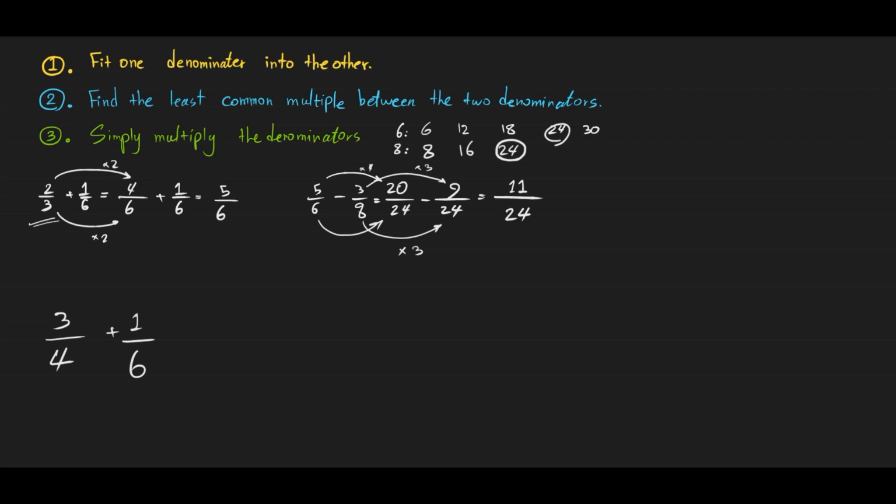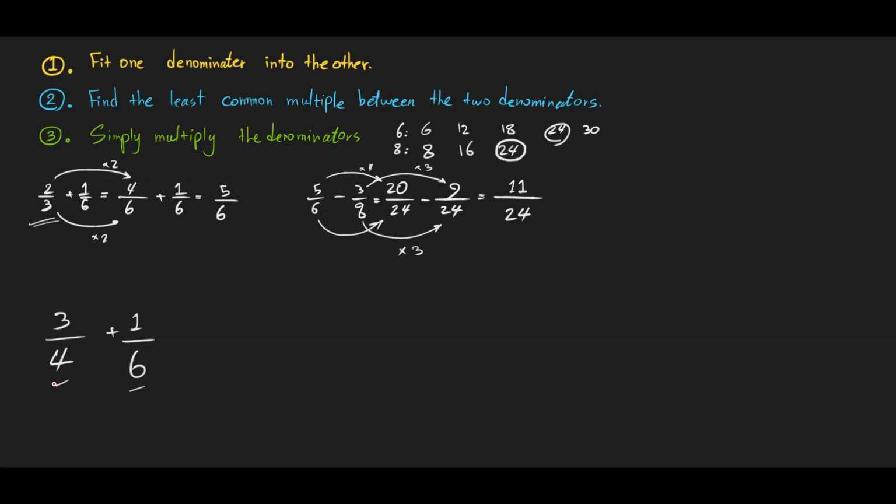And since the denominators are different, we want to make them the same so we can solve it. Now, when your denominators are different, what is the first thing you always check for? You would check if one of them can fit into the other one, right? So does 4 fit into 6 or 6 fit into 4? Nope. So we're going to choose either the second or third way to solve this. And for this example, we're going to use the third way and multiply our denominators together.